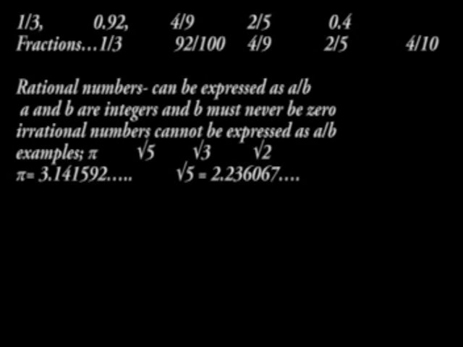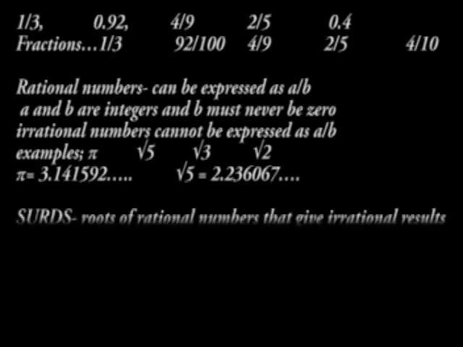When expressed as decimals, irrational numbers continue without an end. For example, pi is 3.1415, etc., and the same case is root 5. Surds are roots of rational numbers that give irrational numbers.